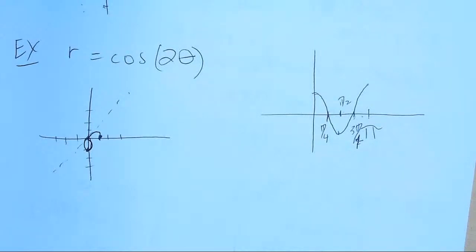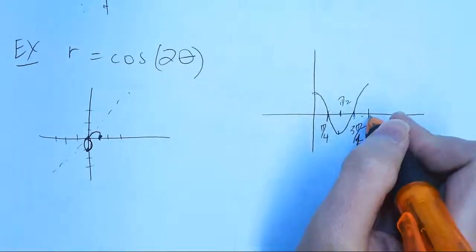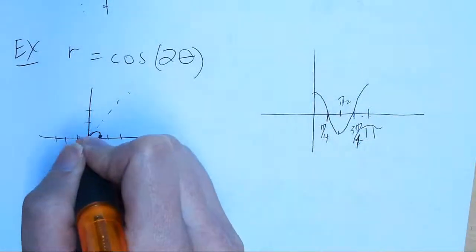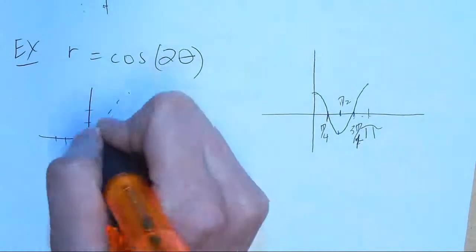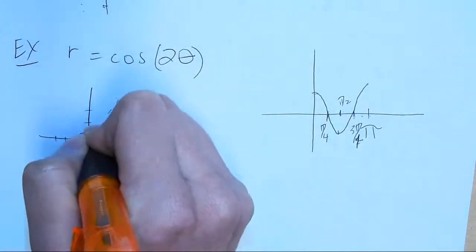Okay, so now we're at what? Pi. From 3 pi over 4 to pi. Okay, first of all, at pi, it's going to be 1. So pi is 1, over here. It's going to be getting further away from the pole until it gets to 1. So in the positive direction.